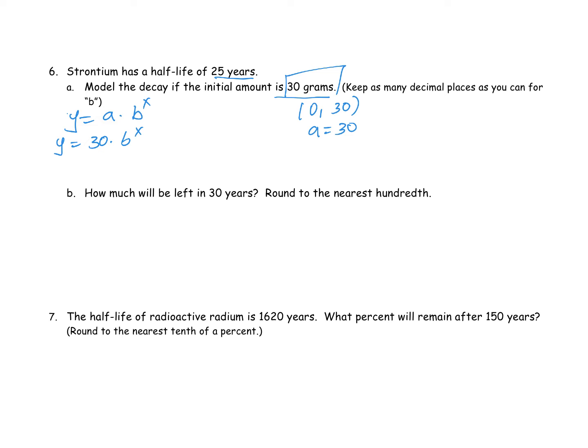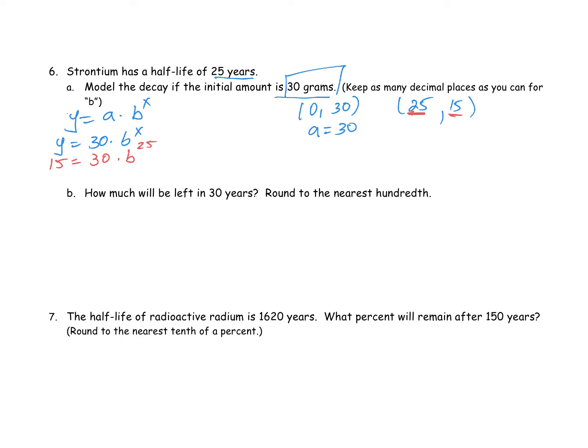Now we need to determine b. In order to do that, we need a second point, and for that we're going to use the idea of a half-life. If the half-life is 25 years, that means when the time is 25, we'll have half of what we started with. So we will have 15 grams after 25 years. We'll use this second point to determine b, substituting 25 for x and 15 for y. So 15 is equal to 30 times b to the 25th.